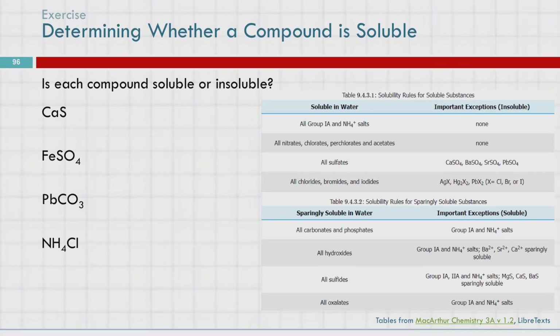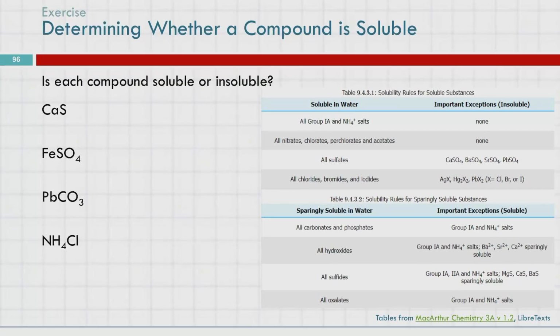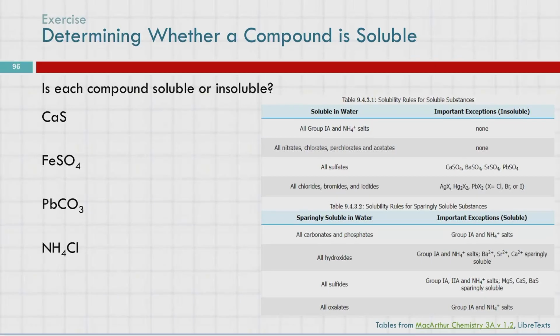All right, for each of these compounds, determine whether it's soluble or insoluble, and we'll go over them quickly at the end. You can also use your green sheet if you'd rather use the solubility table on there. Let's do the first one together just because we haven't done one together.